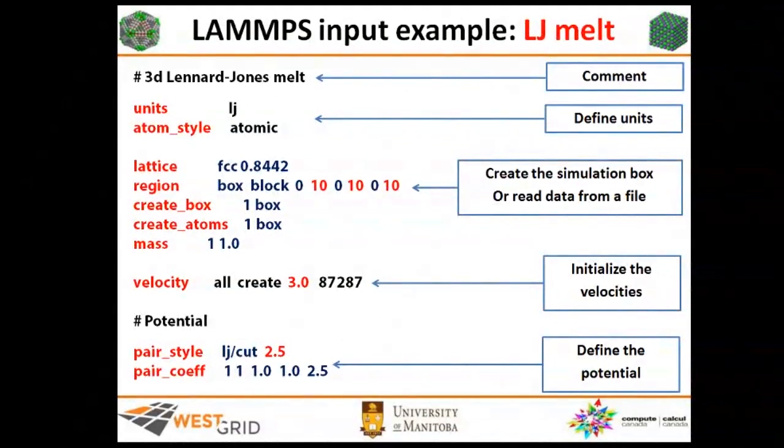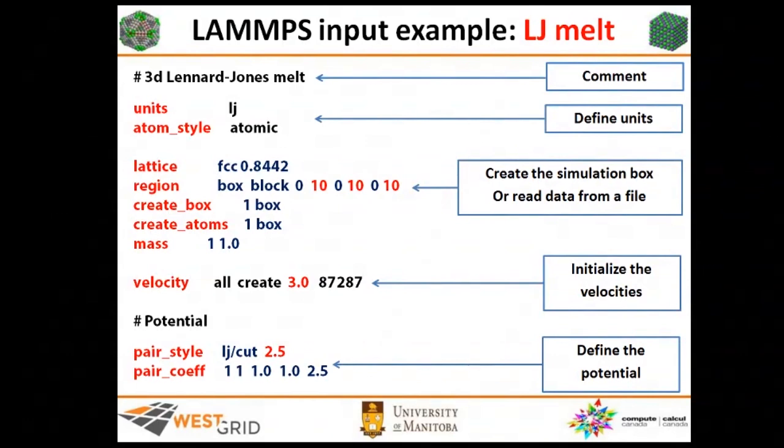So here is an example of an input file. If a line starts with a hash sign, it's a comment and is ignored by the program. We start by setting some parameters here. For example, units lj, atom_style atomic. All these commands have different arguments, and they are all documented on the website. The second part is how to generate the simulation box: lattice, region, mass. All these lines just generate the simulation box.